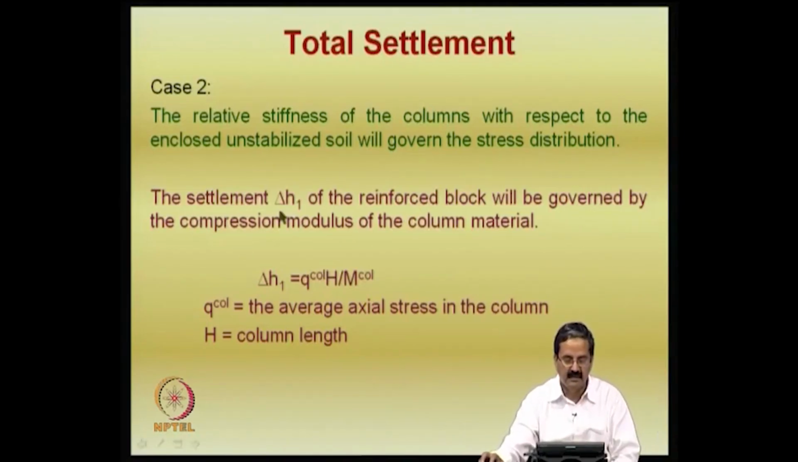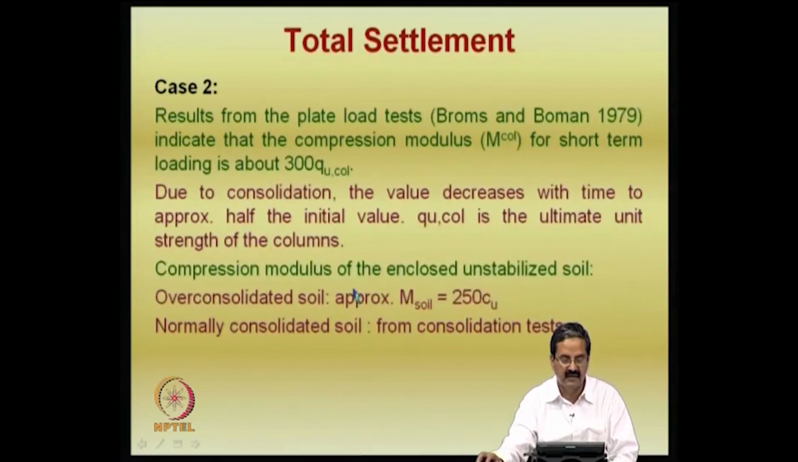The settlement delta H1 of the reinforced block will be governed by the compression modulus of the column material. So, for delta H1, Q column is the average axial stress in the column, multiplied by the column length, and then M is the factor that we have to calculate, which is nothing but the compression modulus.